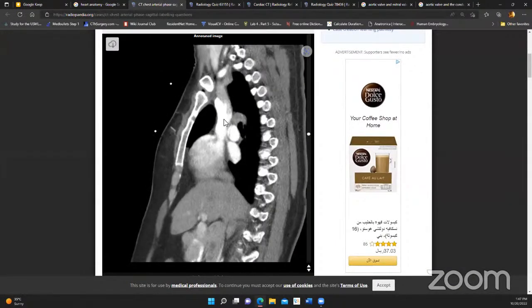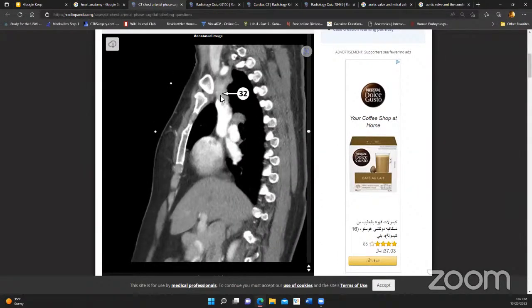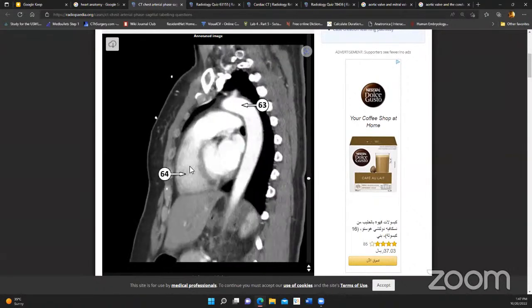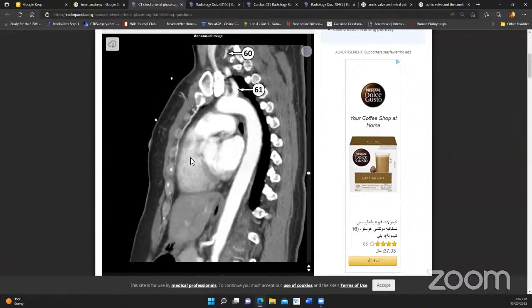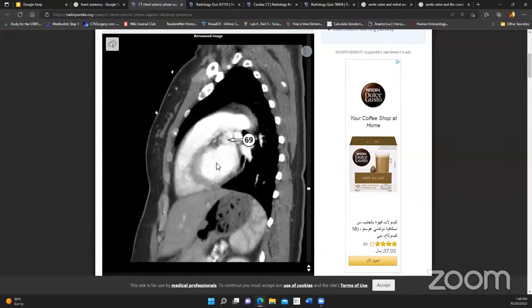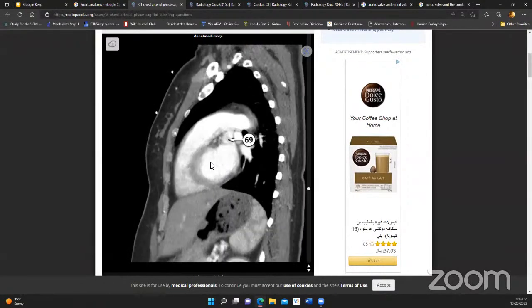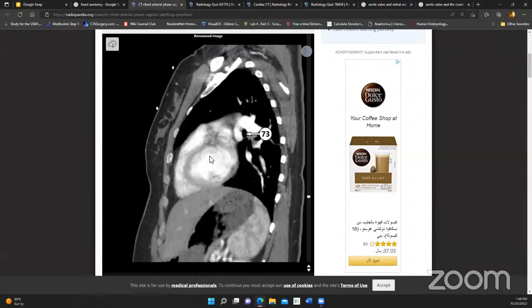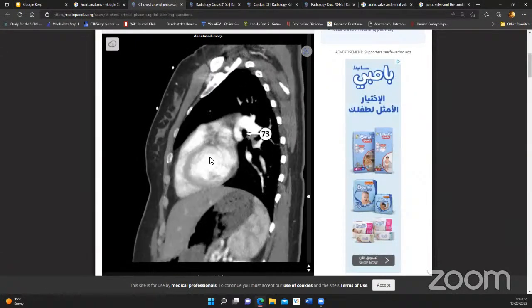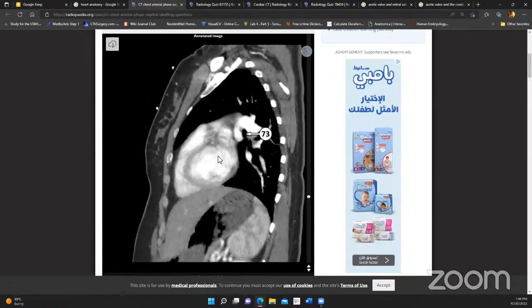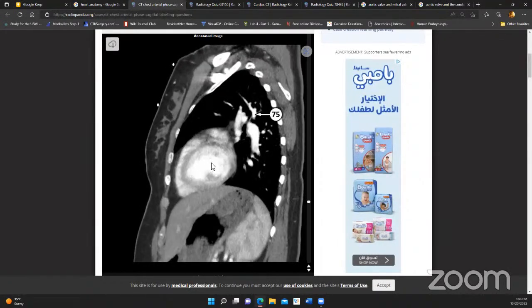You can see here, this is a more arterial and venous phase. This is the SVC, number 32, going into the right atrium, going into the right ventricle. As you can see, it's the most anterior and very close to the sternum. Okay, if we come more forward, you can see this is the LV. It's circular. This is, you know, an echo, the parasternal long axis view, sorry, the short axis view. This is what you see in the echo.